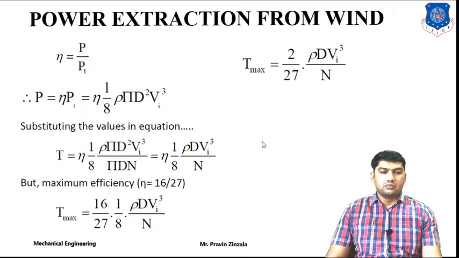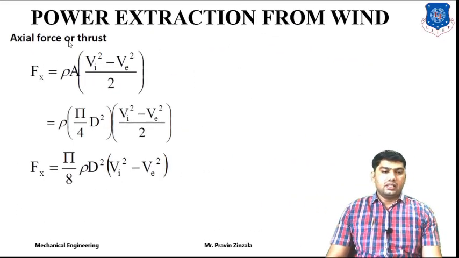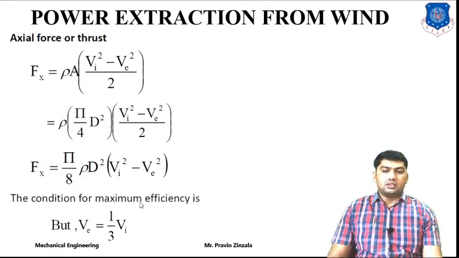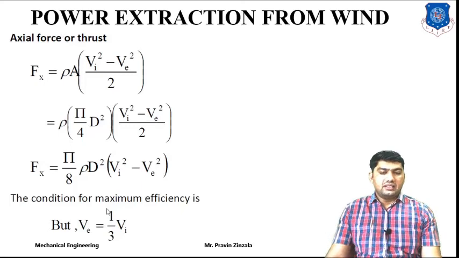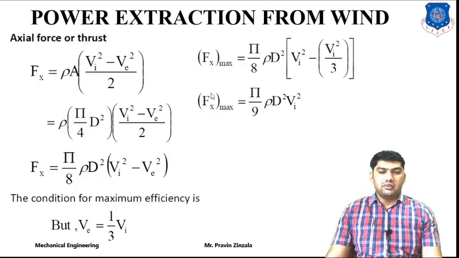This is torque. So calculate the maximum axial force, the axial thrust. Vi by 3 is equal to pi by 9 pi square.